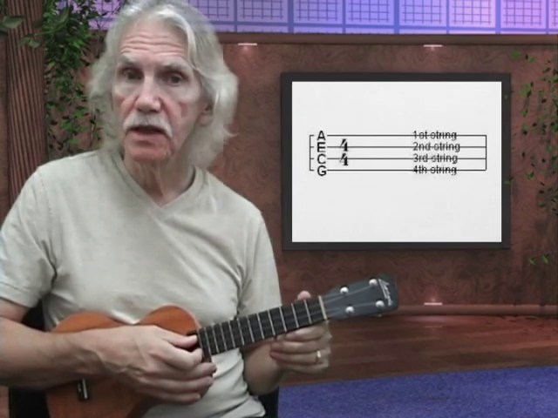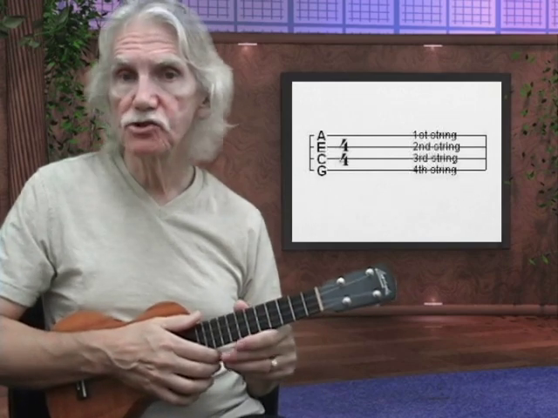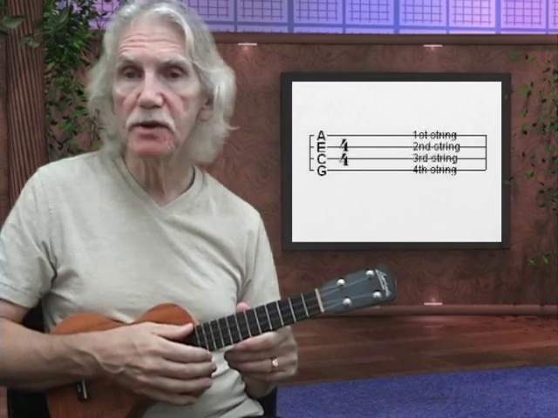Now in the tab you can see that the top line represents the first string. The second line represents the second string. The third line represents the third string. And of course the fourth line represents the fourth string. Now, usually in the first measure I also include the time signature. In this case it's 4/4 time. That means there's going to be 4 beats in each measure.